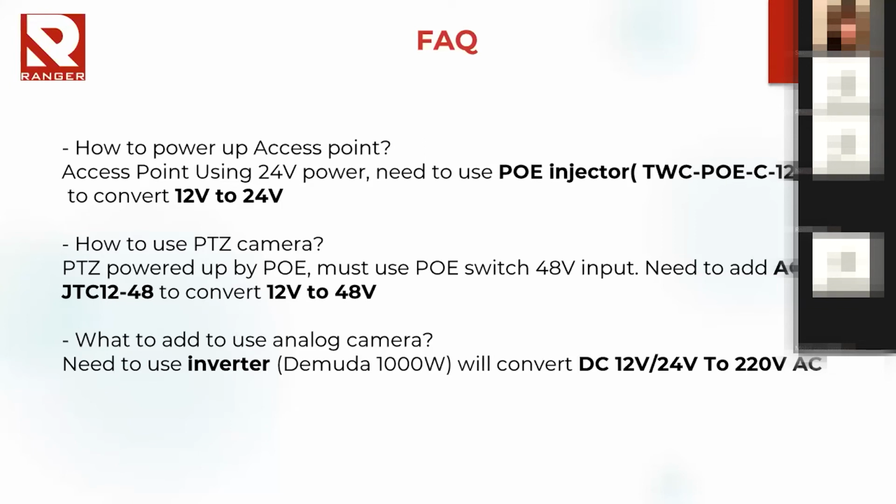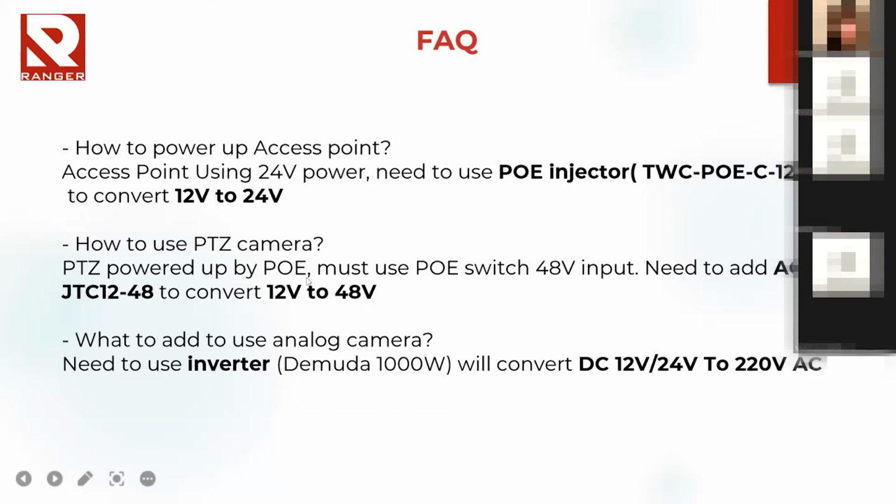Okay, now is the FAQ. How to power up the access point? Normally, customers will ask this question. You need to use a PoE injector, which is the TWC PoE-C-12. This is the model. It will convert 12 volt to 24 volt.